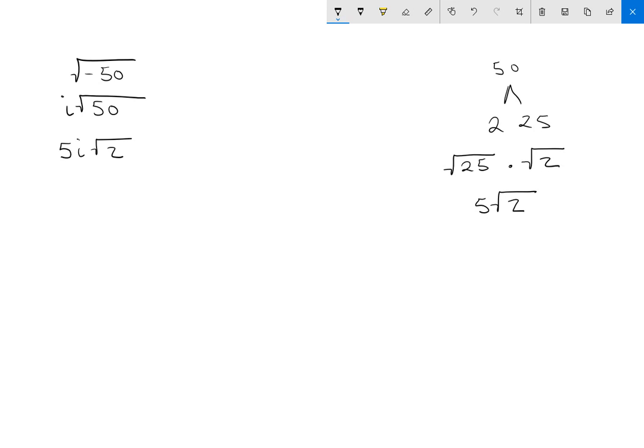Let's try another one. Square root of negative 80. First thing we're going to do is put the i on the outside and make the 80 positive. Okay, that was easy, but now we have to factor 80. Remember, we're looking for perfect squares.